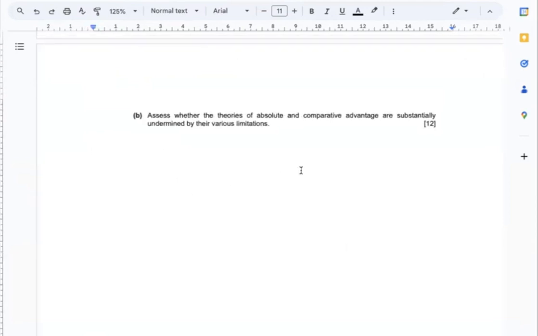Question B: assess whether the theories of absolute and comparative advantage are substantially undermined by their various limitations. Introduction will include the definitions of the theory of absolute advantage and the theory of comparative advantage.